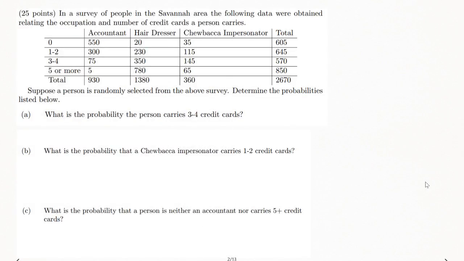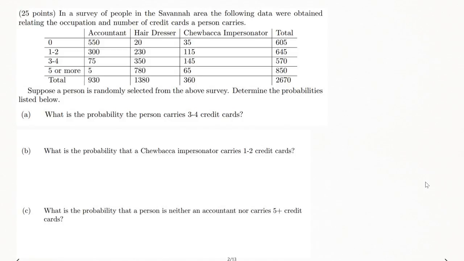So now we have another one where we have some sort of layout for us. This one already has the totals for us, which is kind of nice. In a survey of people in the Savannah area, the following data were obtained relating the occupation and number of credit cards a person carries. Down the left-hand column, we have our number of credit cards: 0, 1 to 2, 3 to 4, or 5 or more. And the top row has accountant, hairdresser, Chewbacca impersonator. Those are the occupations. Each entry is telling us some information too.